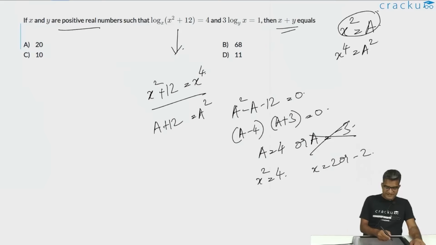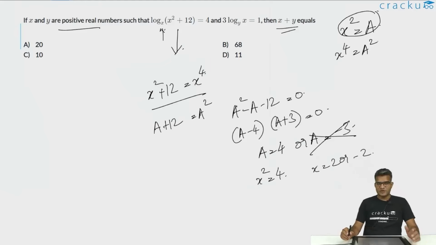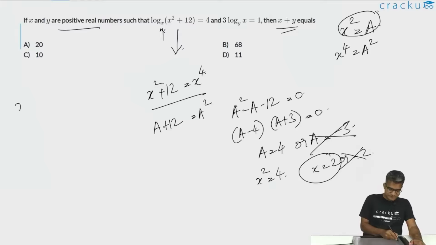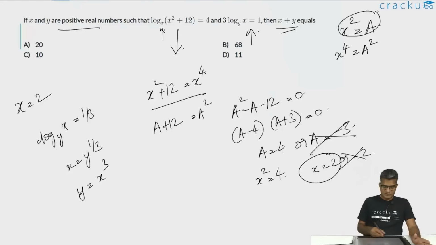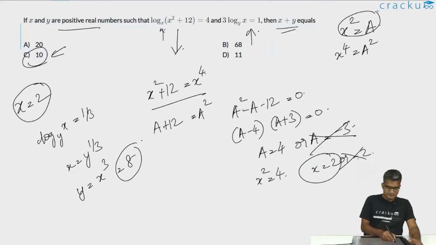But again, we are told that x and y are positive real numbers. Also, x is part of the base of a logarithm. So x cannot be negative. So x is not equal to minus 2. So the value of x is 2. Once we know the value of x, from this equation we can calculate the value of y. Because this would imply that log of x to the base y is equal to 1 by 3, or x is equal to y to the power 1 by 3, or y is equal to x cube. X is 2, so y is equal to 8. Therefore, the value of x plus y is 2 plus 8, which is equal to 10, which is option C.